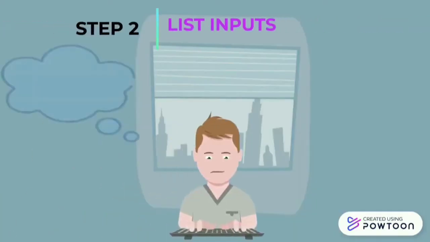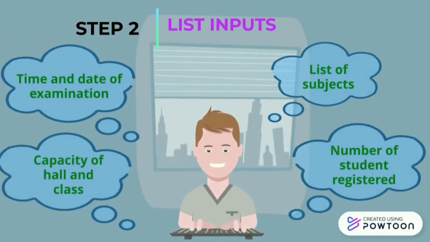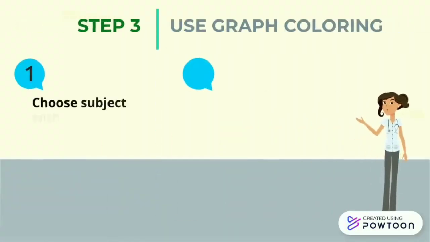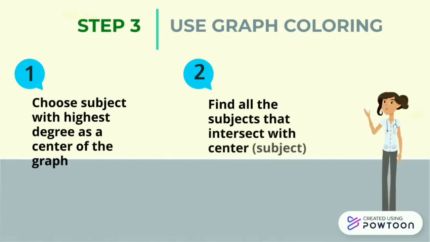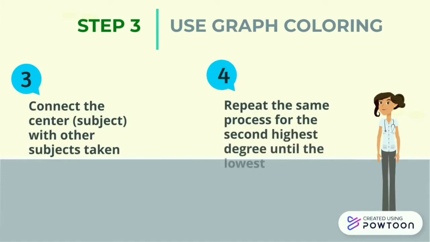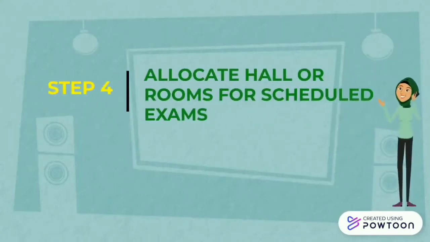Step 2 is to list the input. The inputs that are needed in this study are time and date for examination, list of subjects, number of students registered, capacity of hall and class. For step 3, use the graph coloring. First, choose the subject with the highest degree as the center of the graph. Second, find all the subjects that intersect with the center. Third, connect the center with other subjects taken. Fourth, repeat the same process for the second highest degree until the lowest degree. For the last step, step 4, allocate hall or room for the scheduled exams.